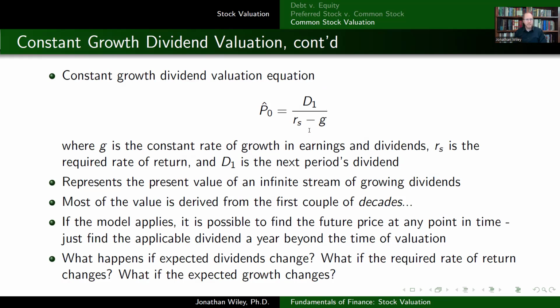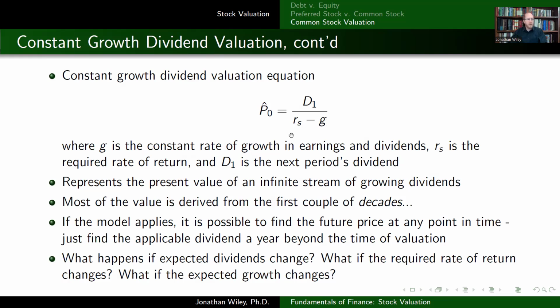Which, I don't know about you, but that's pretty good because this is much simpler than that whole infinite series of dividends. So basically, all I have to do is take my expected dividend for the next period, divide by the required rate of return minus the growth rate that we're expecting, and there we go. I got the value of the stock if we have a constant growth in the dividend.